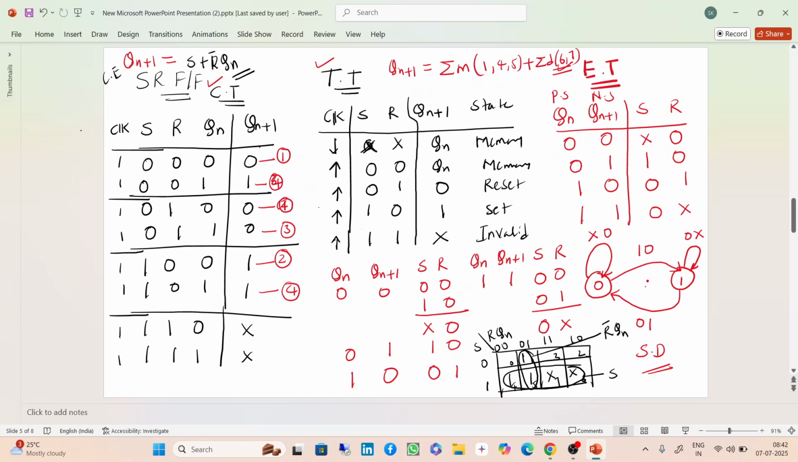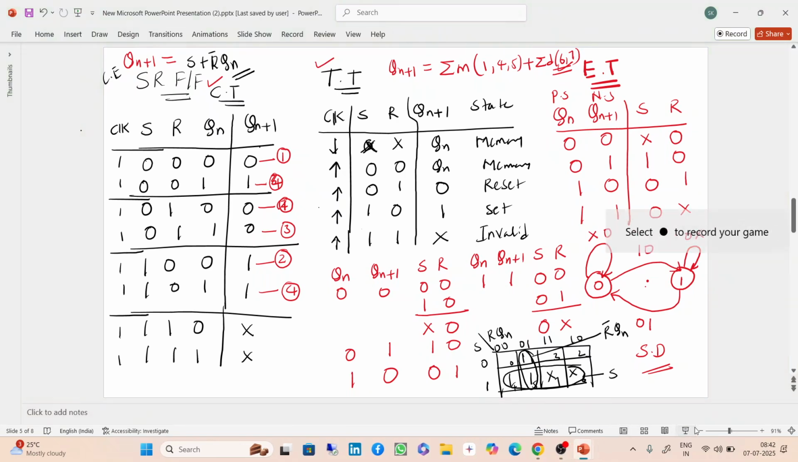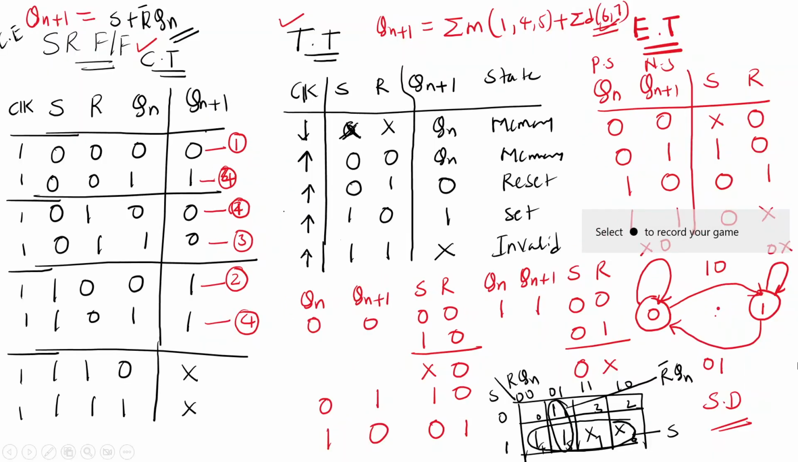Is it fine? Characteristic table, truth table, excitation table, state diagram, and characteristic equation. Are these fine? Yes, sir. Okay, no doubt. Please let me know after you are completing, and I will move forward.